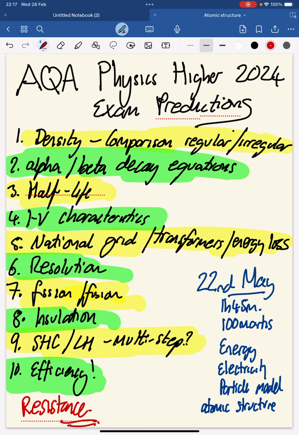As I say, these are some of my predictions for the physics higher paper. It doesn't mean you don't have to revise everything. Please do so. Go through everything with a fine-tooth comb. Plenty of practice paper questions on this channel. There are plenty of other examples about how to answer these questions and explore the topics. Look at Seneca Learning. Look at BBC Bitesize. There are so many resources out there.